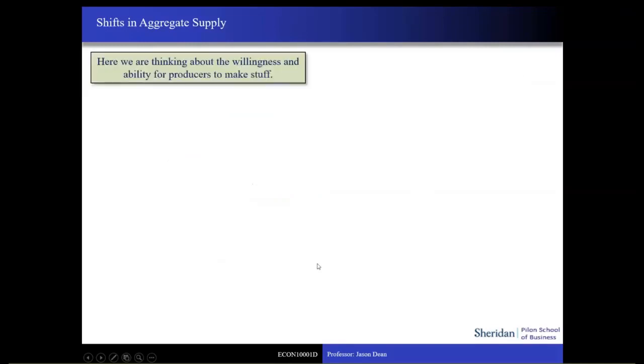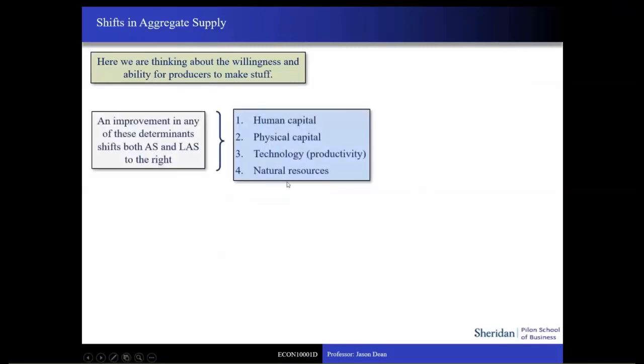Now, what about shifts in the aggregate supply curve? Again, we're thinking about the willingness and ability of producers to make stuff. Any improvement in these things, which are related to the long run potential GDP, will shift both of the curves. If all of a sudden we have some new technology that increases productivity across the board in many manufacturing industries, it's going to be cheaper for them to produce. So at any given price level, they would want to sell more because they can make more per unit. If these long-term things change, then we shift both of the curves.